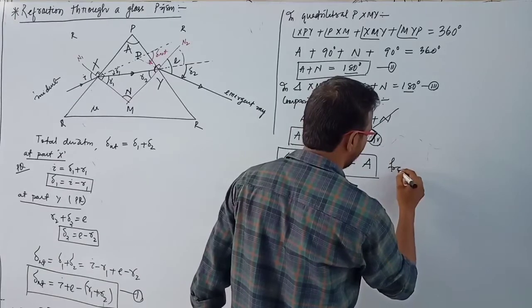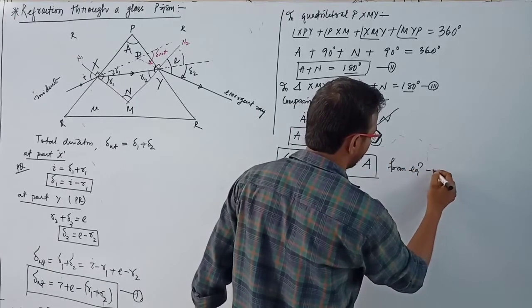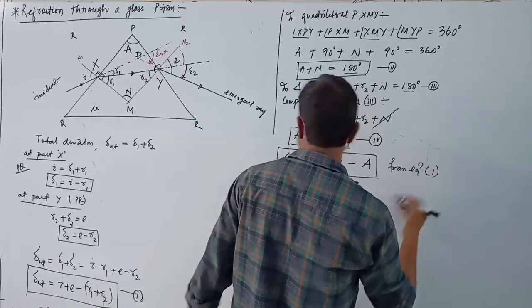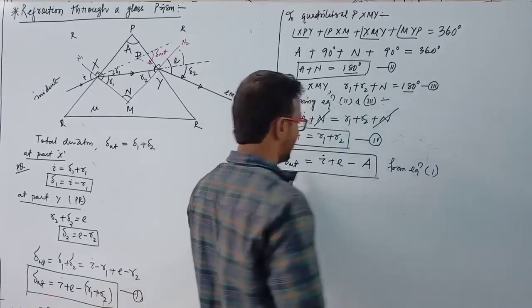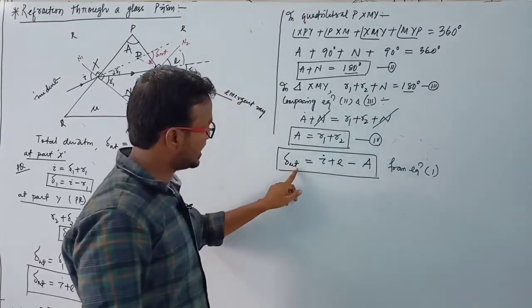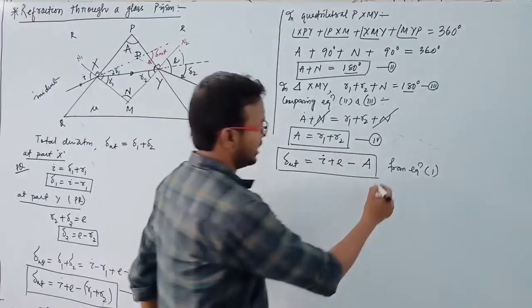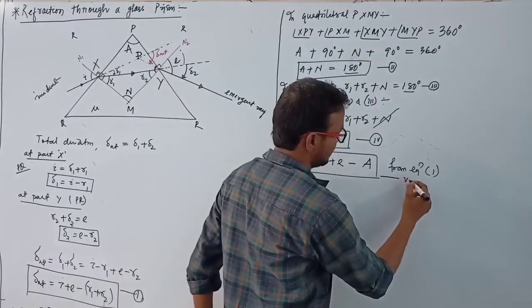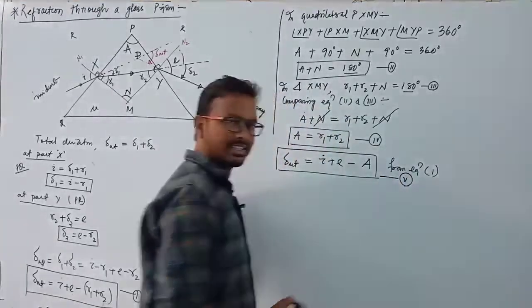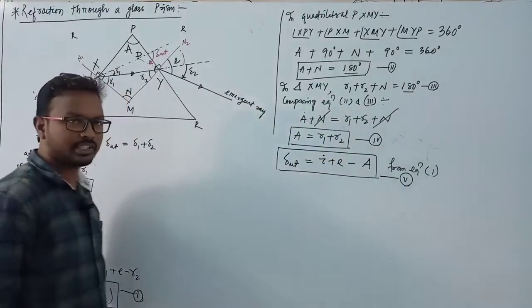Clear? This is from equation 1. From equation 1 we get this relation. So here delta net equals I plus E minus A, and we can write this is relation number 5. Clear?